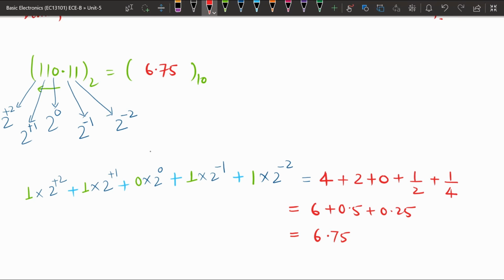So I hope you have got it. This is the case for binary. If it is a binary number system, this will be the case. If it is octal, then instead of 2 to the power something, we will be writing 8 to the power 0, 1 or 2. This is how we will be converting to decimal. So we will see that next.